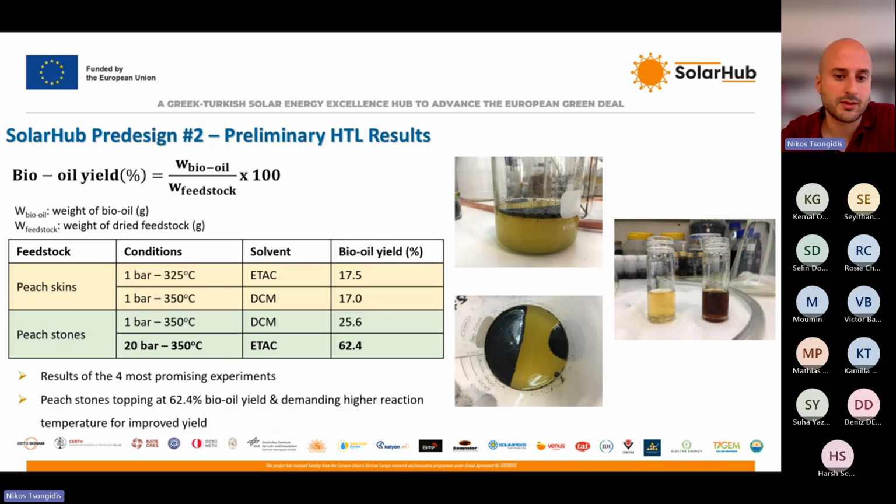So the best results that were obtained were for the pit stones, where we applied an initial pressure of 20 bar and 350 degrees C as the reaction temperature. And we have also used ethyl acetate in order to separate the aqueous phase from the bio-oil. And on the right-hand side, you can see some indicative images of how the aqueous phase, which is a bit yellowish, I would call it, is separated from the black viscous biofuel that we obtain.